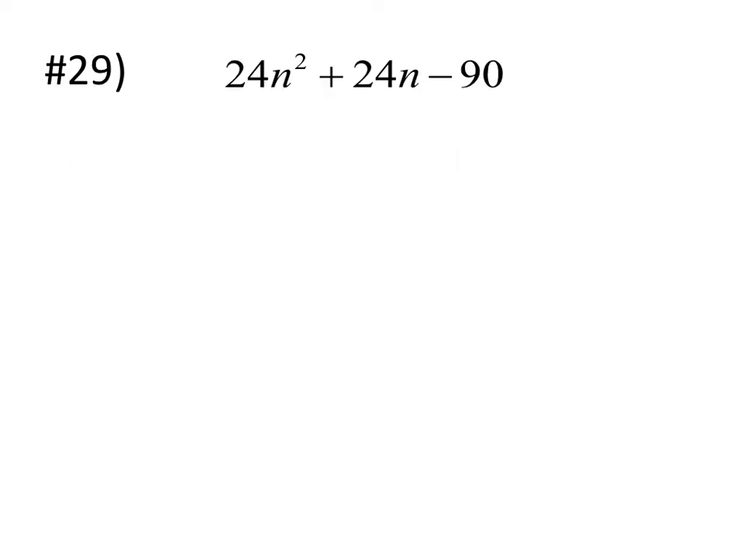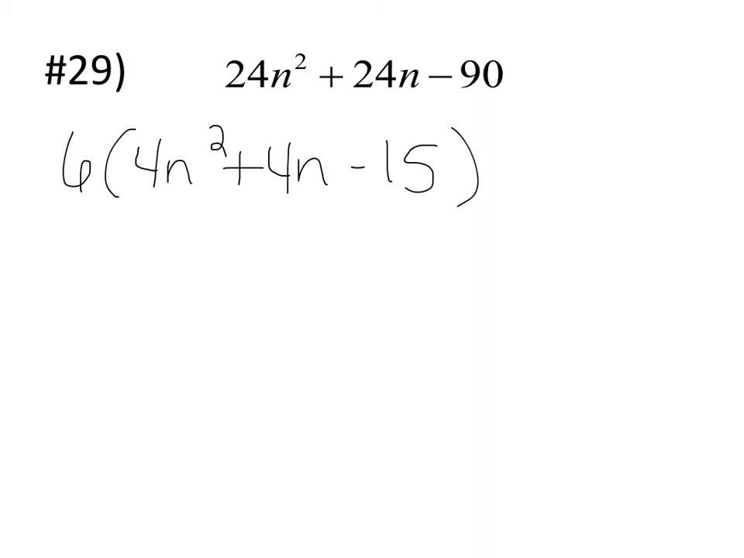All right. So we've got 24 and 90. Okay, they're both divisible by 6. So we're going to factor out a 6, leaving me 4n squared plus 4n minus 15. Okay, so now we're going to multiply our 4 and our 15 to get 60, and then we're going to list our factors of 60 to try to get 4.